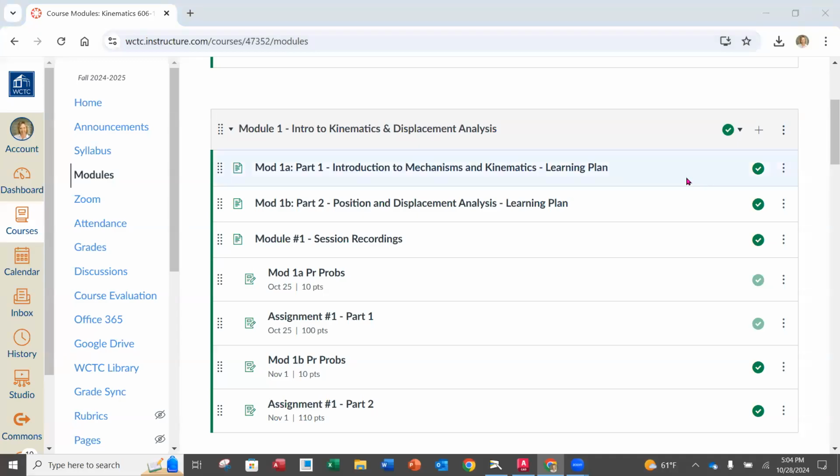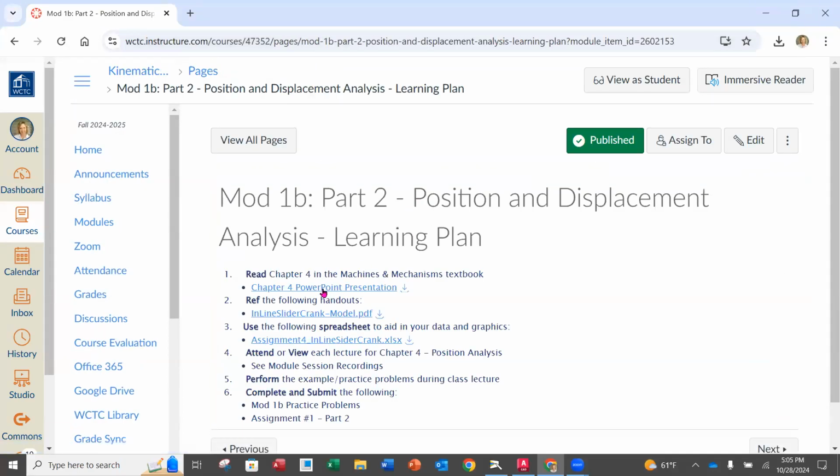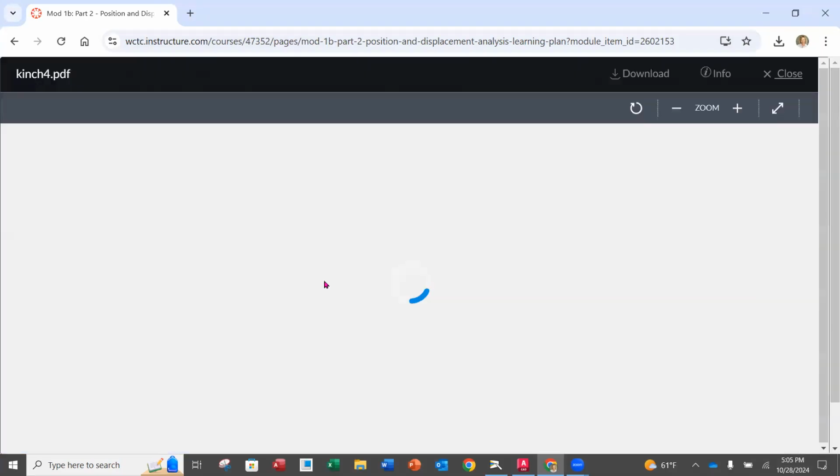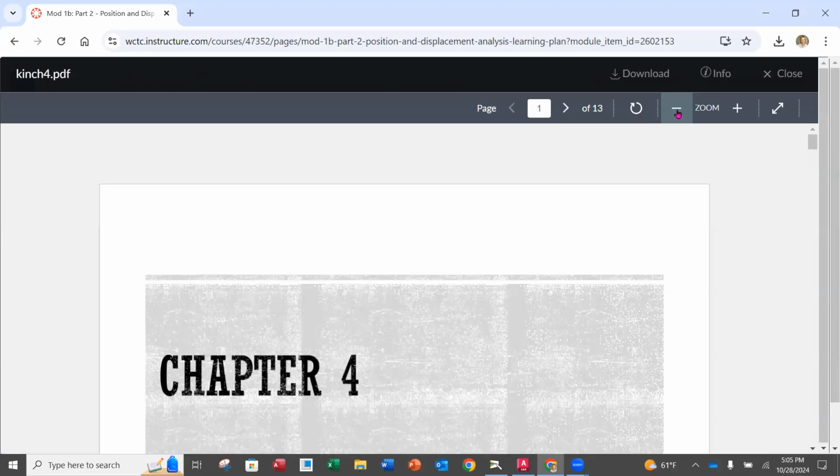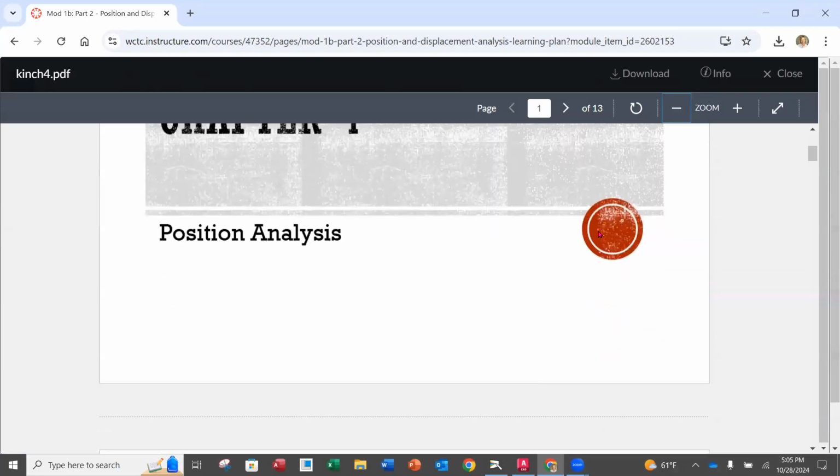Okay, so we're going to continue on in module number 1. So the last time we were together, we started on looking at chapter 4, which is the second part of module 1. So I'm going to pull up our PowerPoint presentation and just kind of remember what we had done last week, Friday.